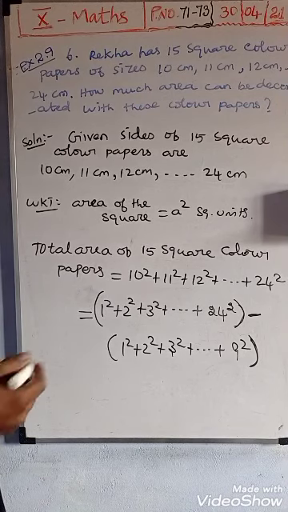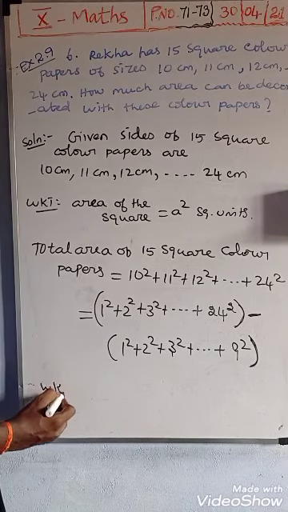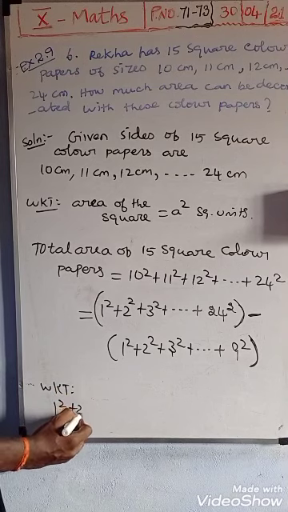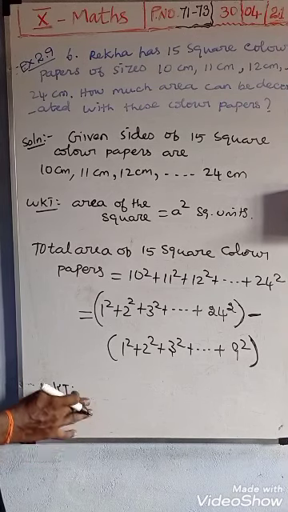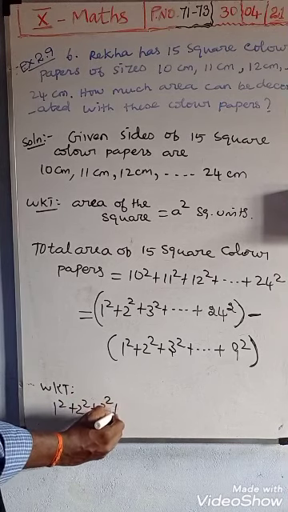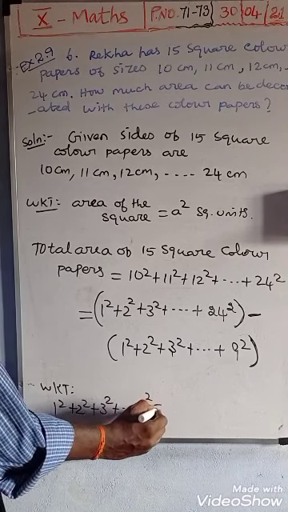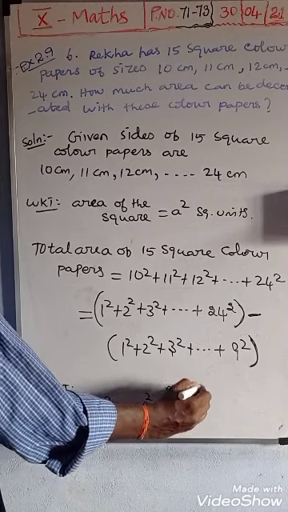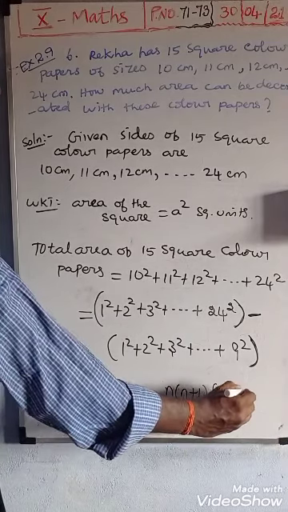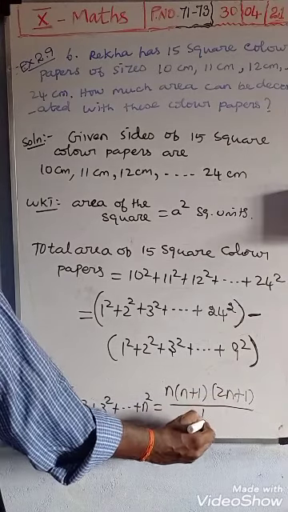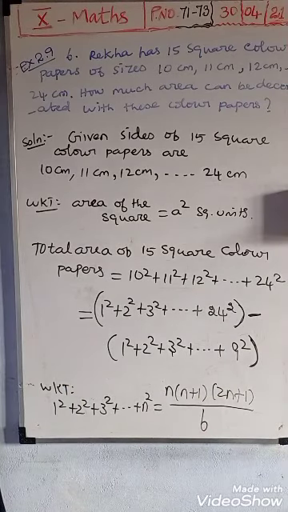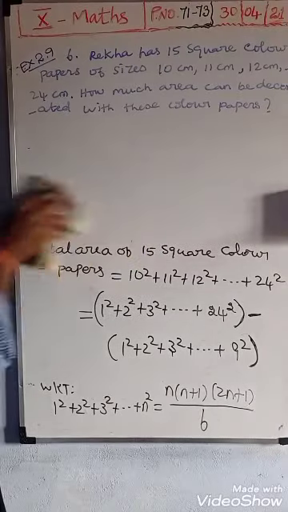Now, the sum of squares, we know the formula. 1 square plus 2 square plus 3 square up to plus n square. What is the formula? n into n plus 1 into 2n plus 1 by 6. Wherever you are applying the formula, first you want to write the formula. Now see here, first one n value is 24, second one n value is 9. Now you should substitute that formula.